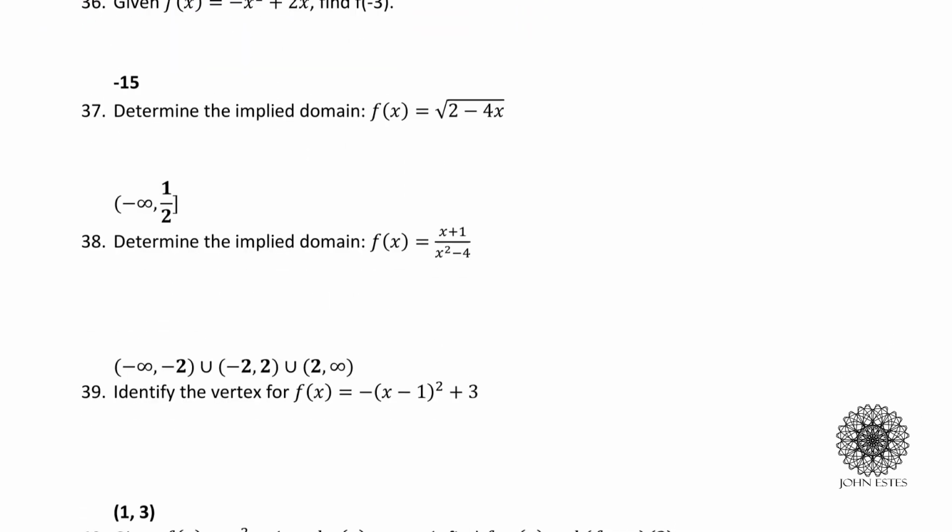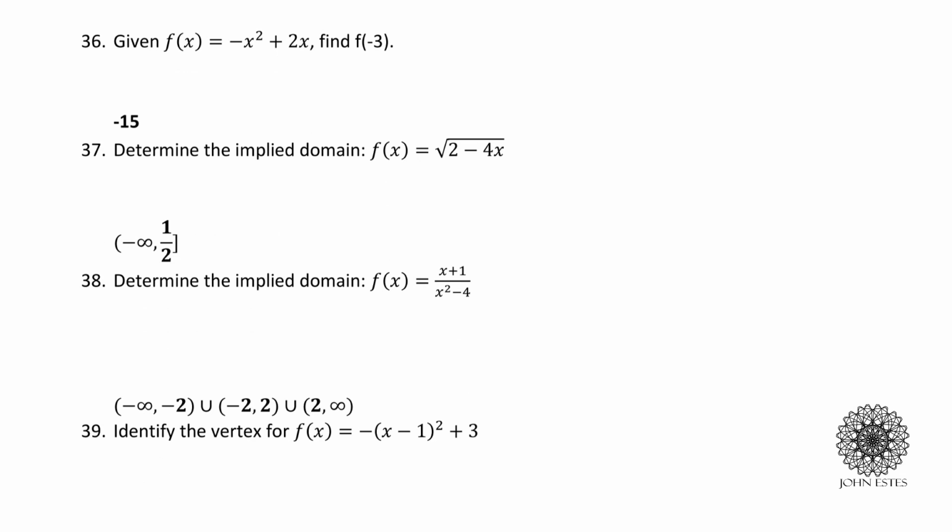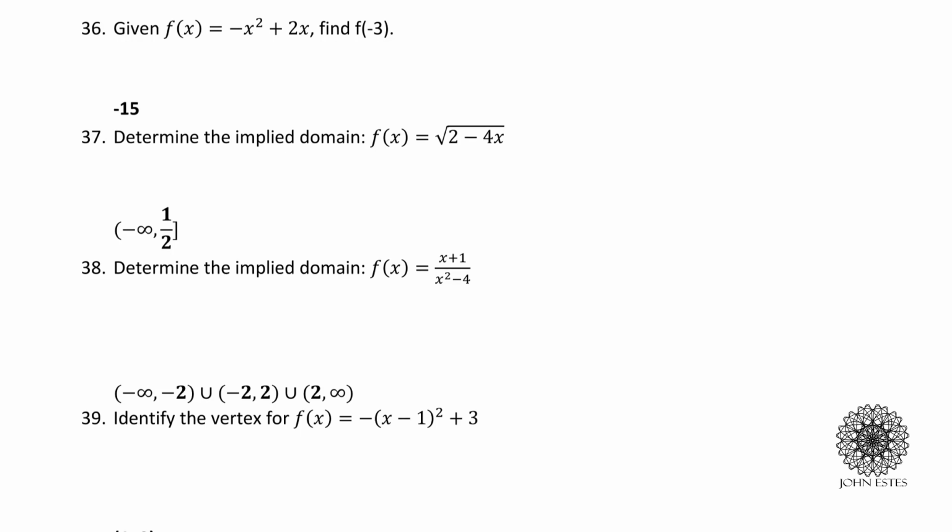Alright, number 16, we're going to look at some functional notation. Given f of x equals negative x squared plus 2x, find f of negative 3. All that means is when I plug in negative 3 for x, let's see what we get. Every time I see an x, I rewrite that as a negative 3. And so now I have negative 3 squared, which is 9, times a negative 1. That gives me negative 9 minus 6, negative 15.